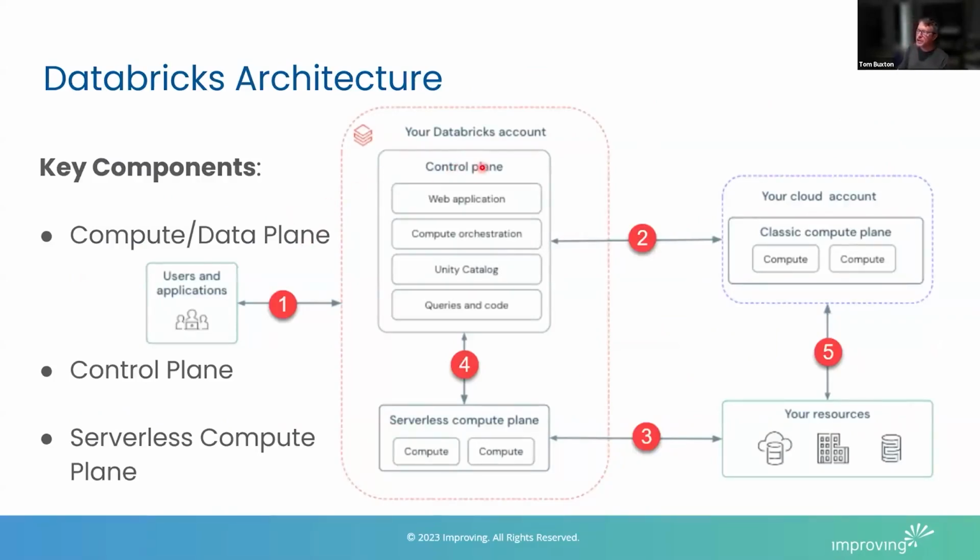We have a control plane, which is hosted by Databricks within our Databricks account. This we have very little input into. It's where our users connect to the web application from. It's where Unity Catalog lives. Since serverless compute became a thing, we now have a serverless compute plane, which is also part of your Databricks account and wholly managed by Databricks.